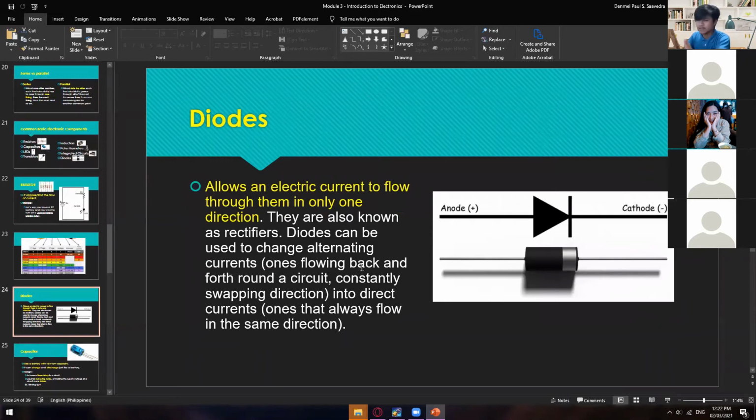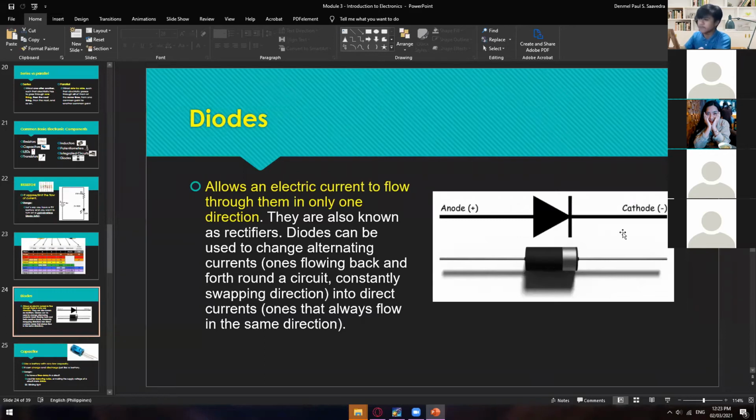So probably you guys know what a diode is. This one allows an electric current to flow through it in only one direction. For example, our current will only be able to pass from anode to cathode. So if we have an AC, once it reaches the negative part, then it won't be able to pass through this anode. It will only be able to pass through if it's going from cathode to anode.